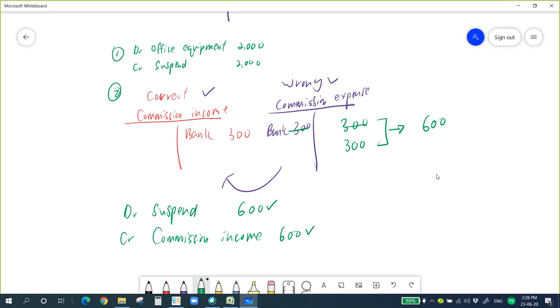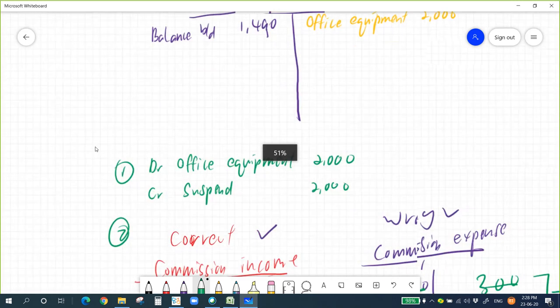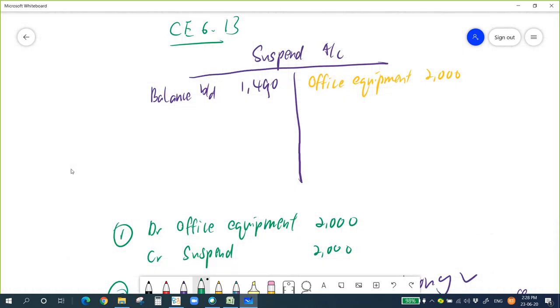So can we record this in our suspend account? So we go to suspend account. In the debit side, we will write commission income 600.